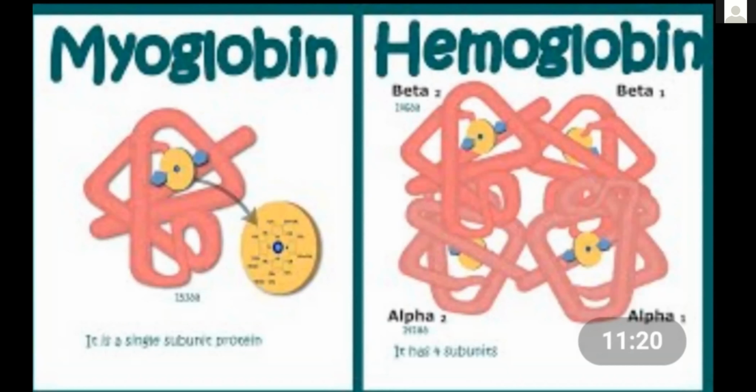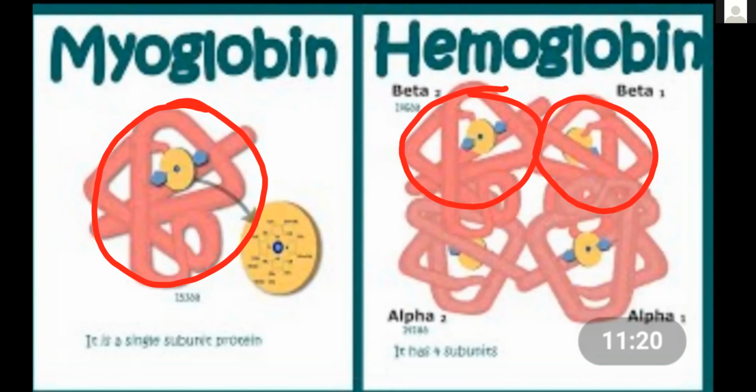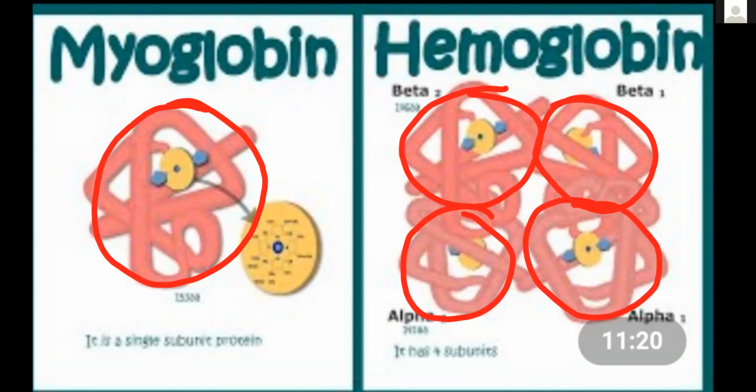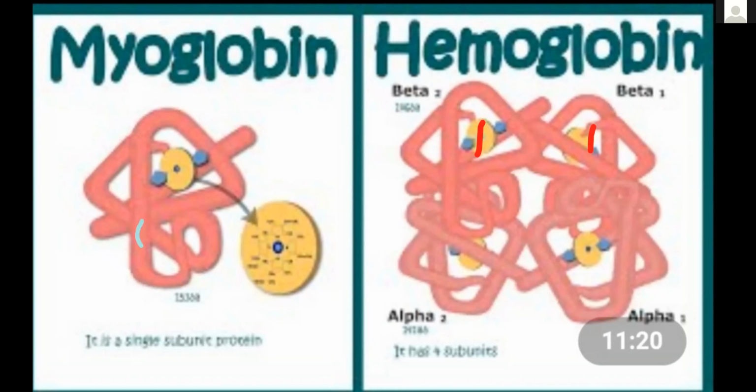Myoglobin is made up of a single unit, a single hem and a single globin. Hemoglobin is made up of 4 such units, each one with one hem group and one polypeptide, either alpha or beta. So, have you all understood about these two pigments, myoglobin and hemoglobin?